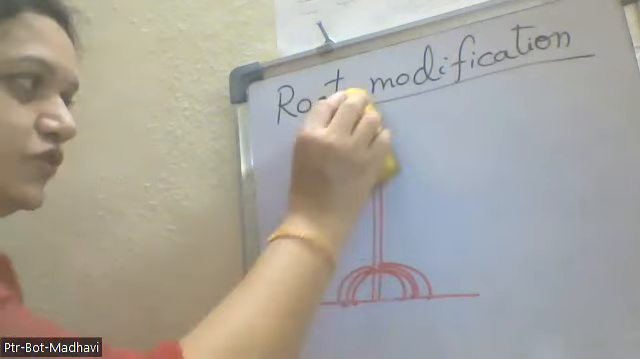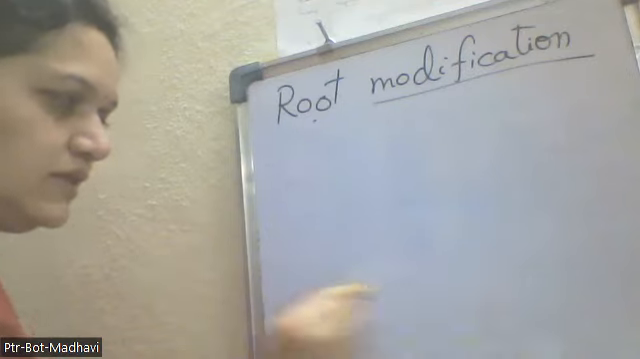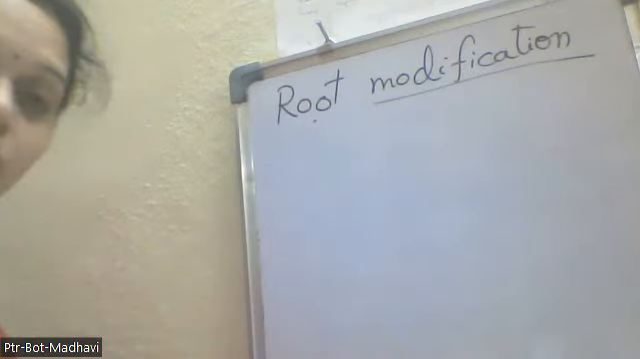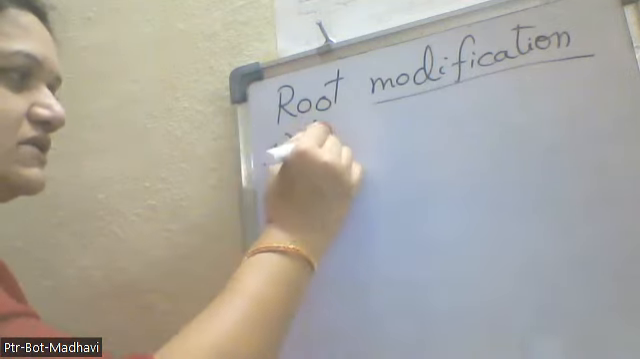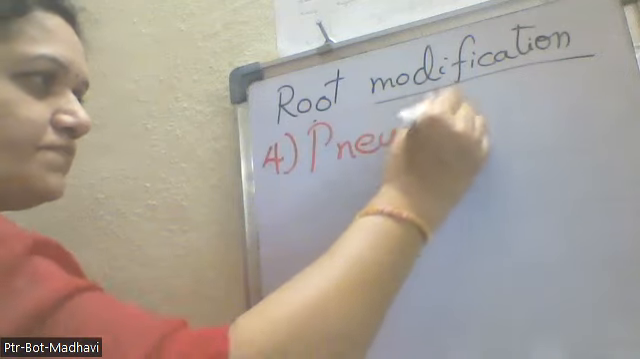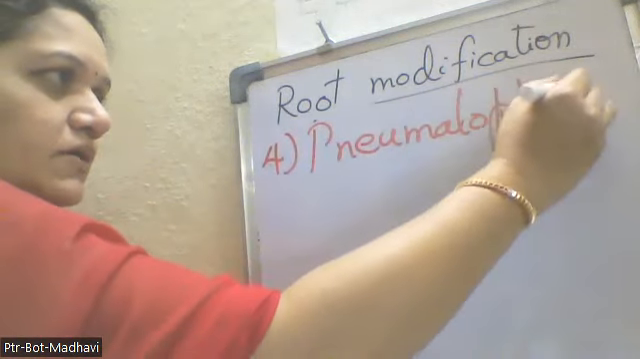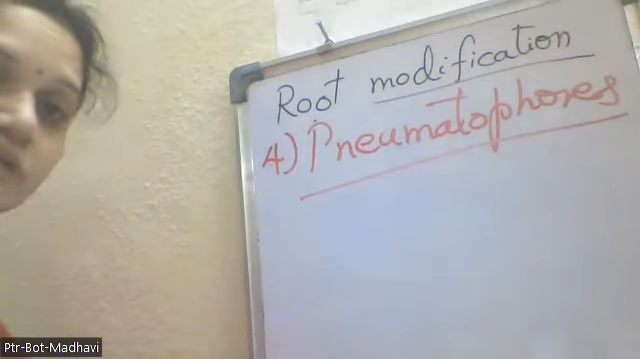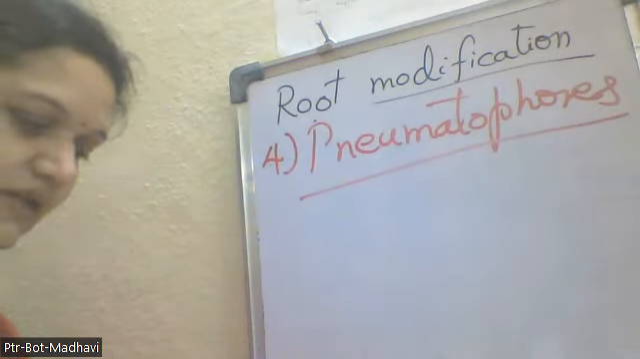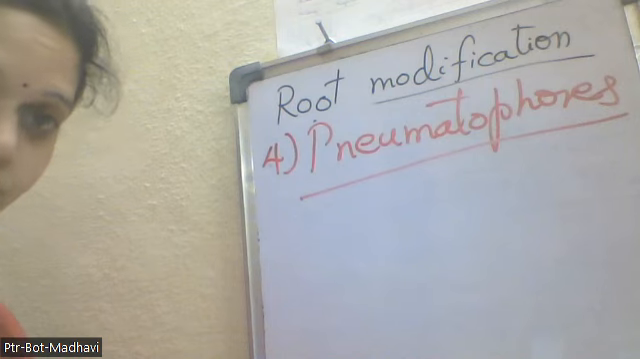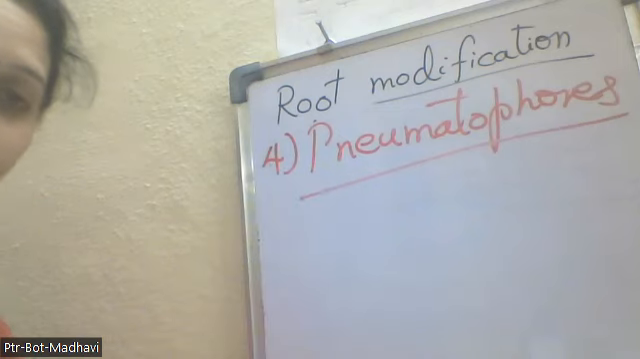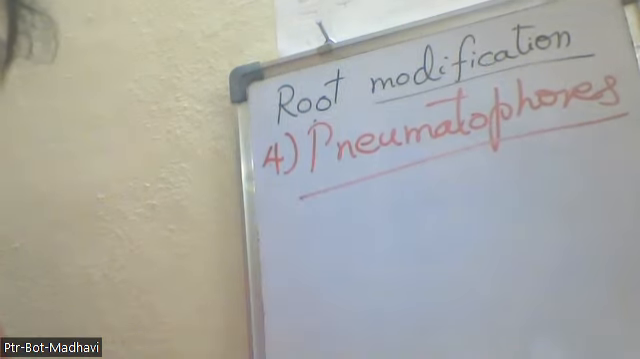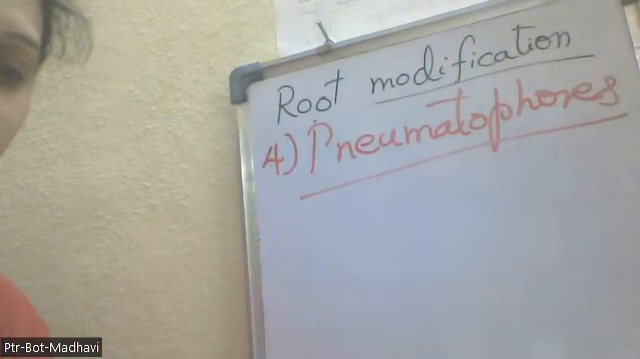And the fourth one is the pneumatophores. Pneumatophores means respiratory roots. But here we have to write it as pneumatophores. If you cannot spell this heading, then you can write it as respiratory roots. Usually, we have to write it as pneumatophores. In this one, the example is the mangrove plants. Otherwise, the best example is the rhizophora.